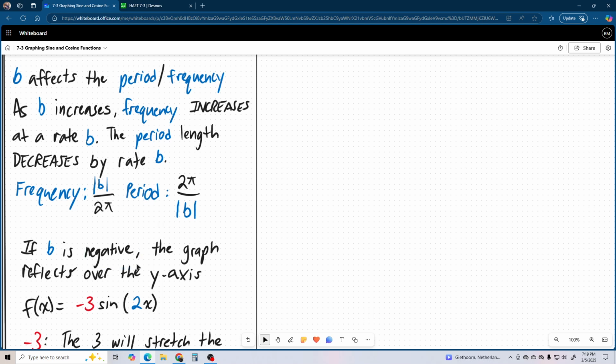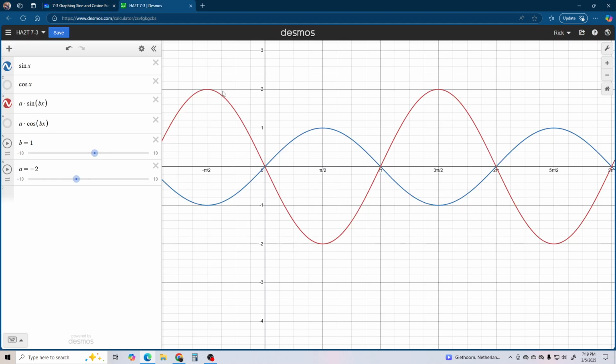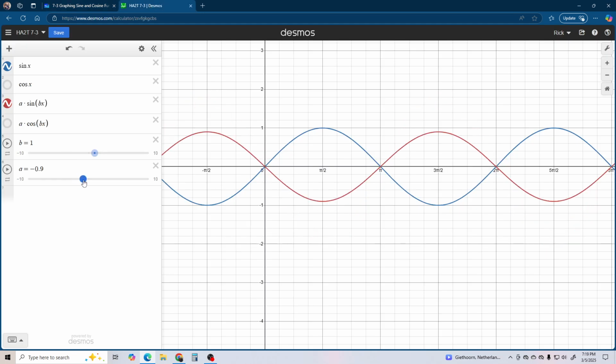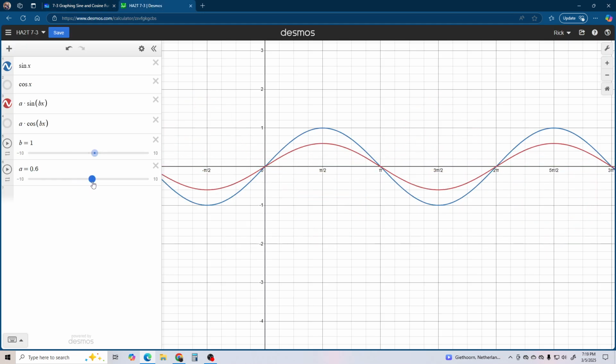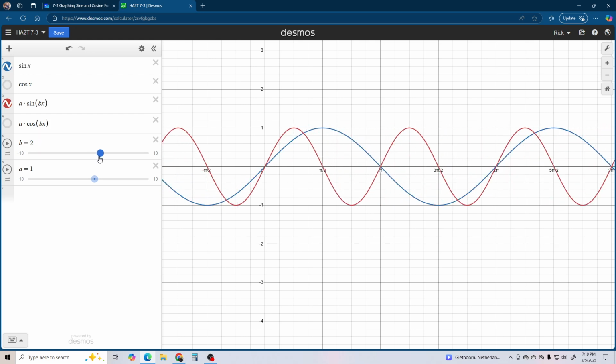So if b is negative, the graph reflects over the y-axis. You're not going to see that too often, but it is technically true. So let's go ahead and reset our a back to 1. And now let's take a look at this. So you'll notice that as b, let's take b and let's double it. Now this looks like kind of a lot. Let's go ahead and get rid of this for 1 second.